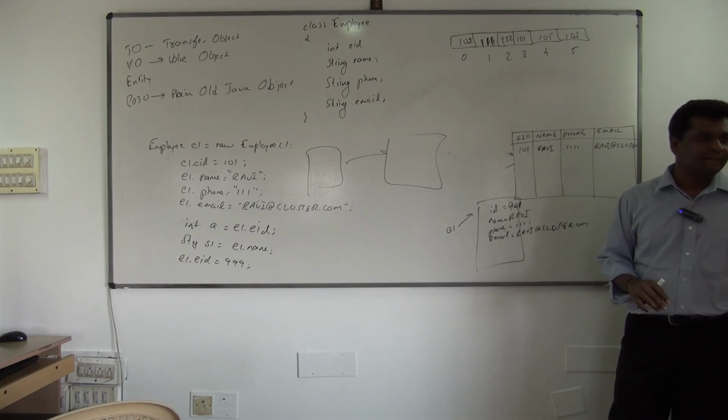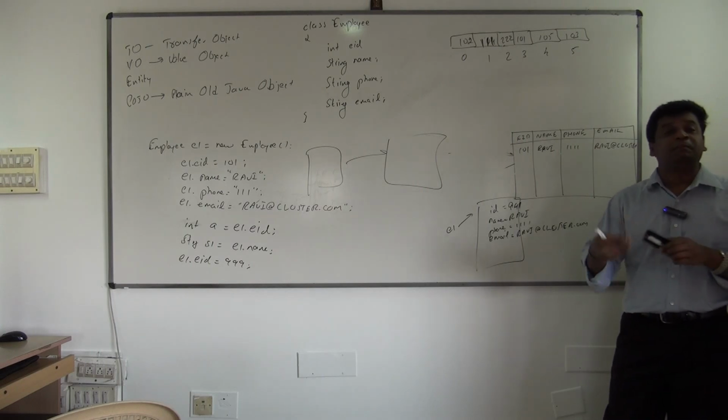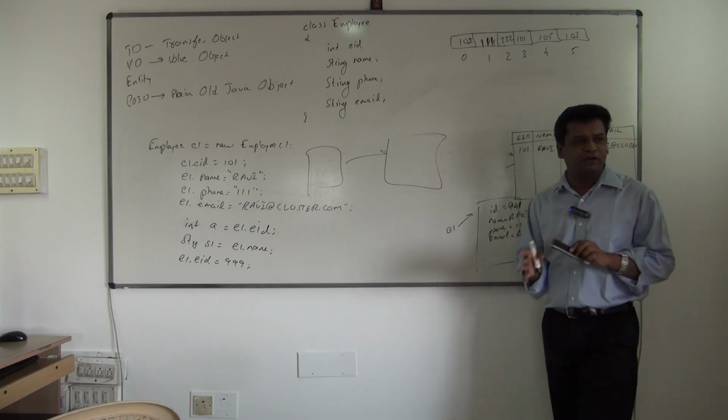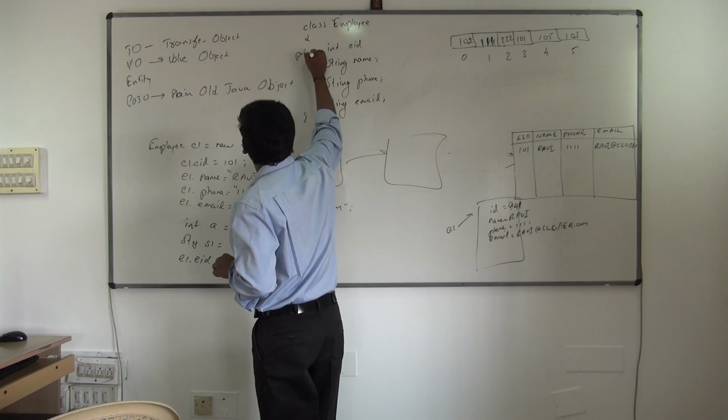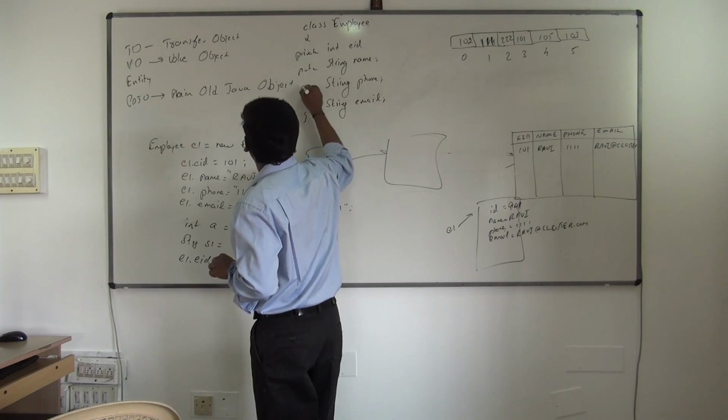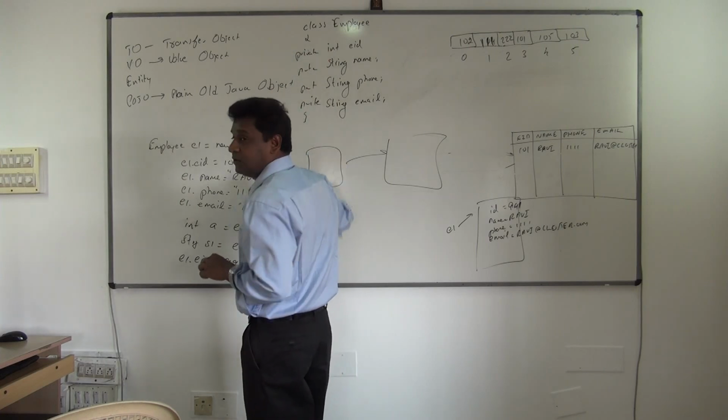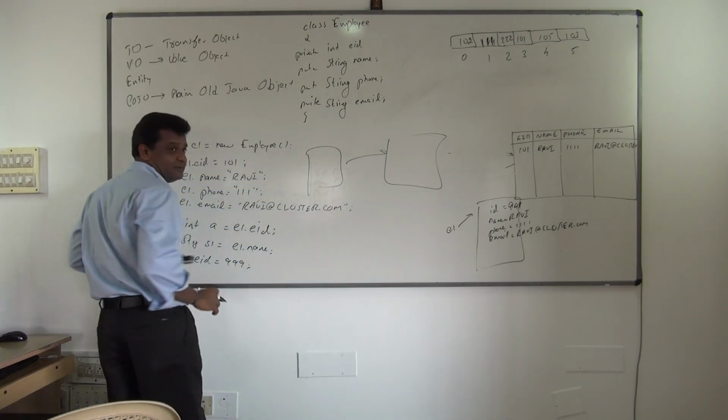Can you lose the data? No chance. So that is why we have to design it in such a proper way that data will not be manipulated. So what we do, that's why we make it private. This is how you design it. But once you make it private, how will you fill the value now?